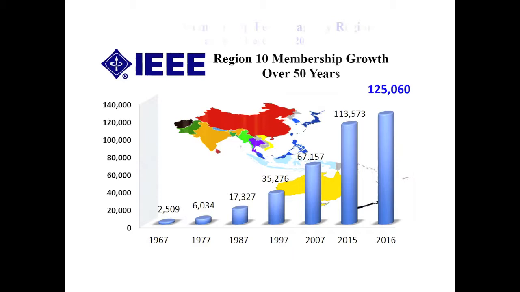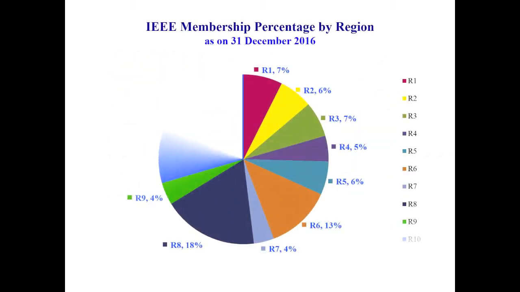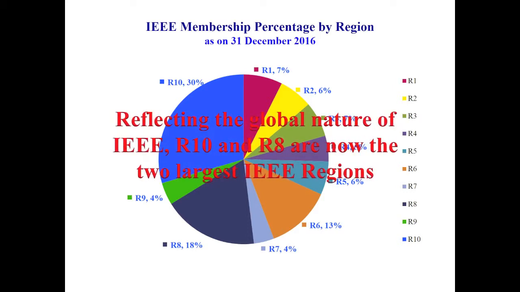The IEEE membership percentage reveals that Region 10 constitutes 30% of total membership. The combined membership in Region 10 and Region 8 makes almost half of the total membership, which demonstrates the global nature of IEEE today.